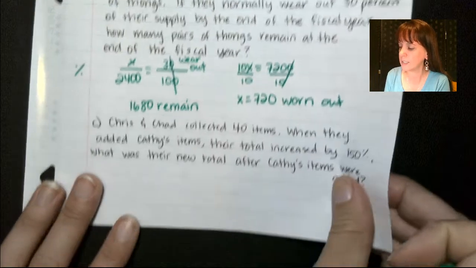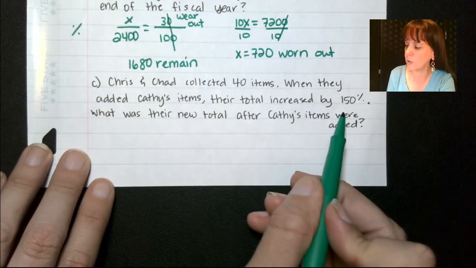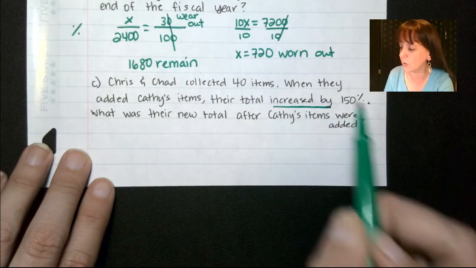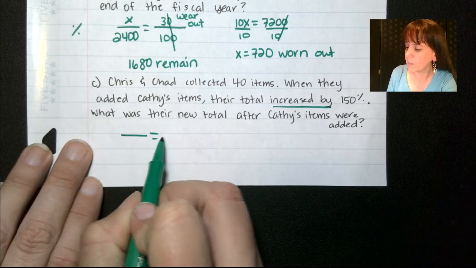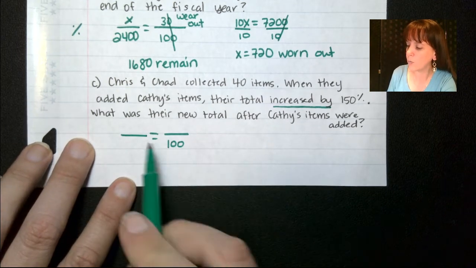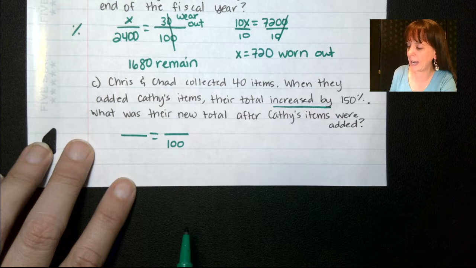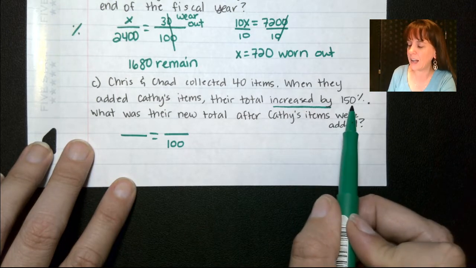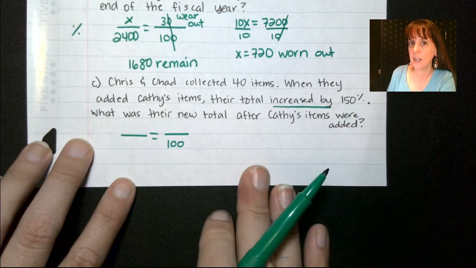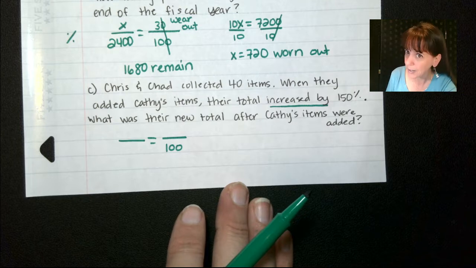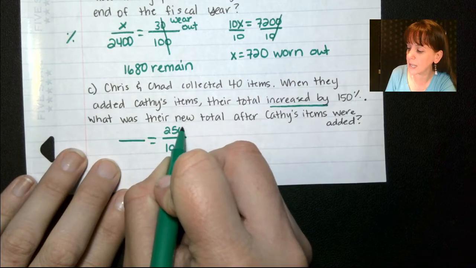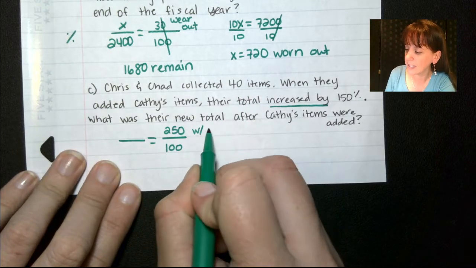All right, so Chris and Chad collected 40 items. When they added Kathy's items, their total increased by, okay, so we see increased by 150%. So when you see increased by, you've got to add another 100 to it. So we have our setup here. All right, what was their new total after Kathy's items were added? So once they added Kathy's, they had 150%. Their total was 100%. Now they add 150% to it. So it's now 250% with Kathy's items, right?